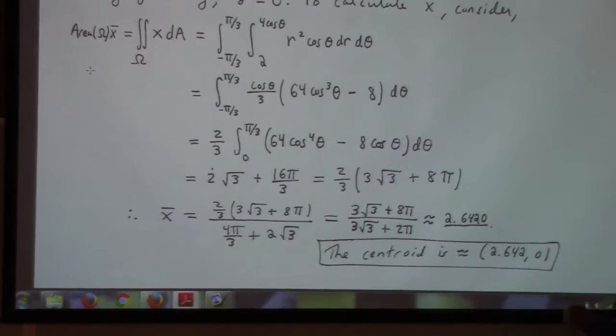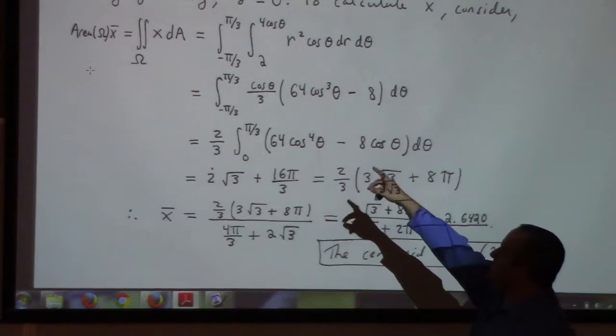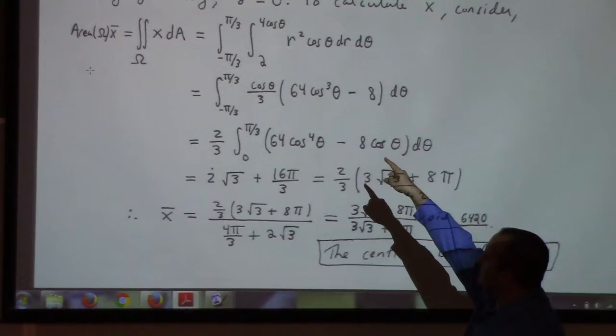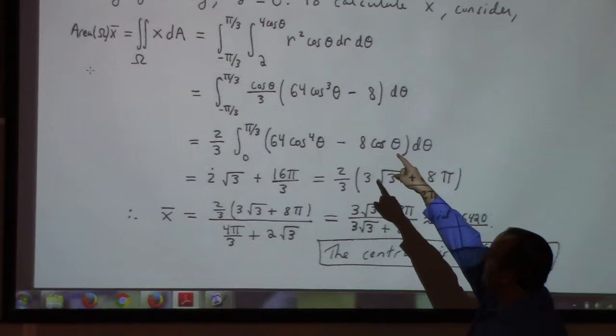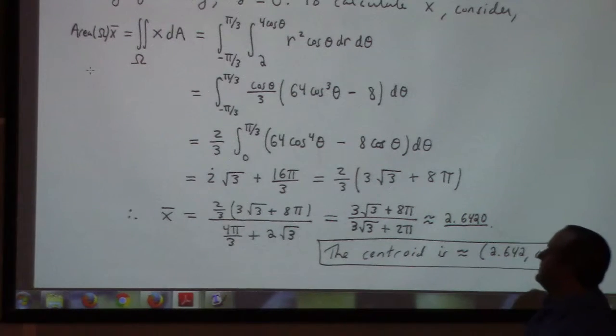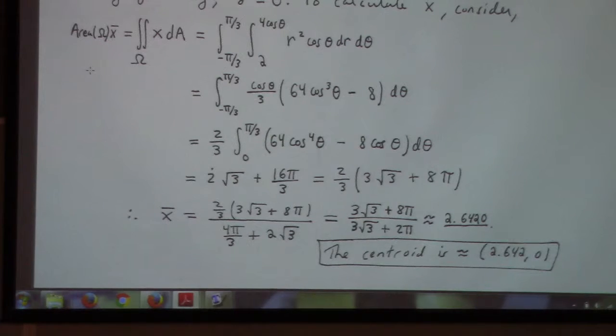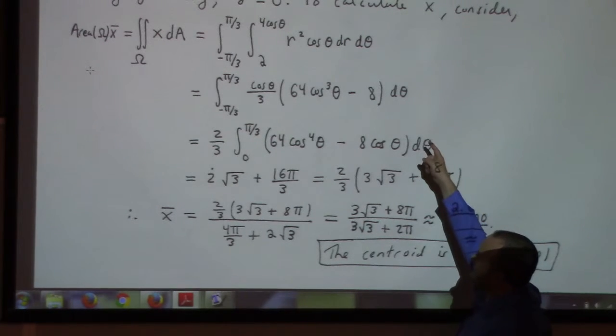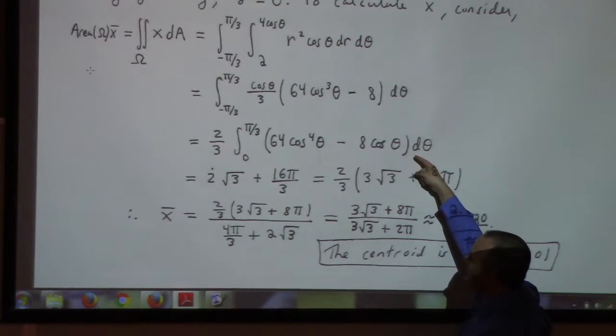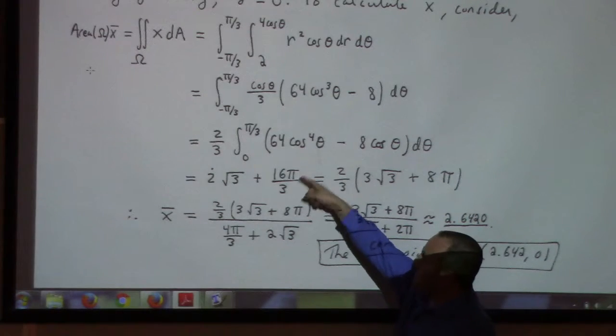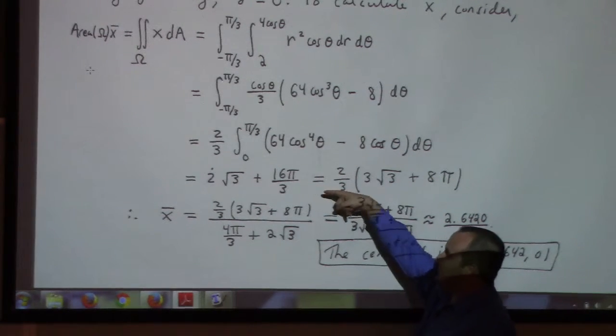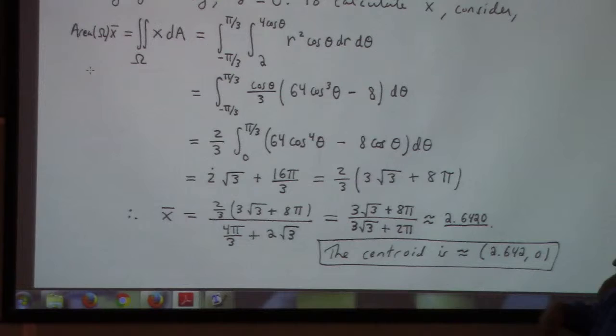So the integral of x dA, though, again I face these lovely fascinating bounds, and this time I integrate x dA, which gives me r squared cosine theta dr d theta, and that gives me that. And then you integrate and you get this. Now I showed you how to do the cosine to the fourth integral the other day. I don't really feel like doing it again, so I'm just going to leave it at that.